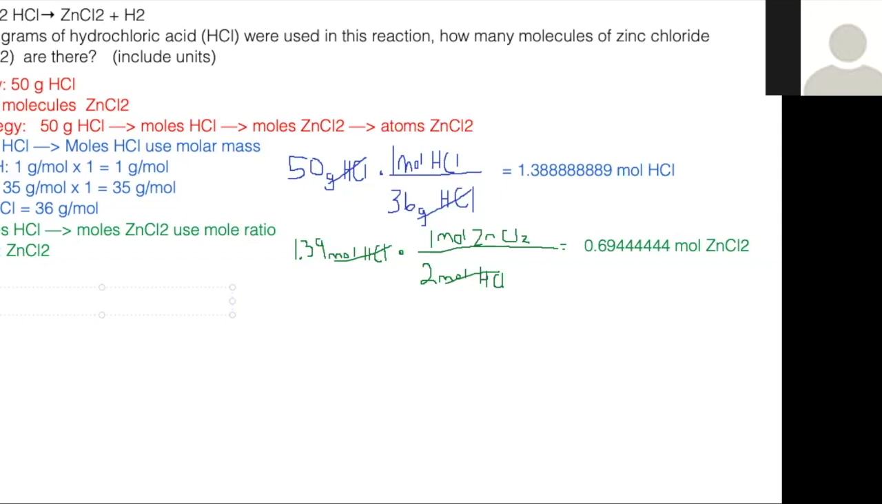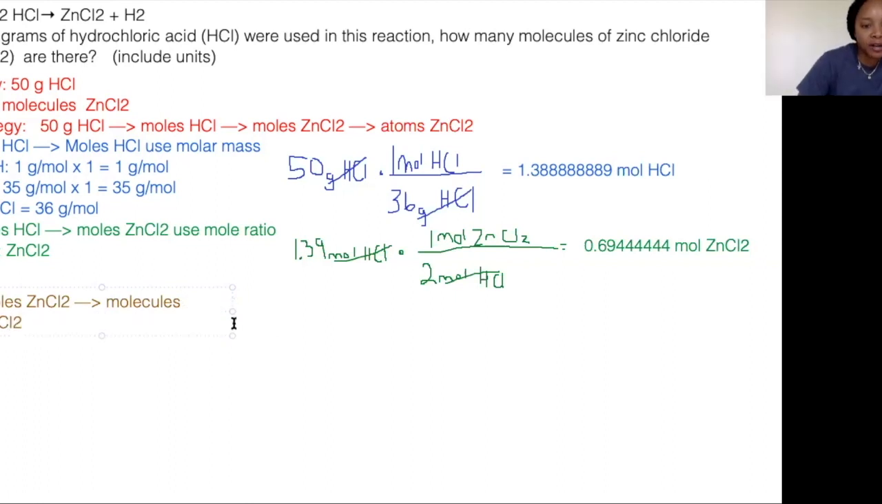That's it, right? Oh, no, the question asked you to find the atoms. So now we're going from what? Once you go from moles, you gotta multiply by 6.02 times 10 to the 23. Do you remember what that number's called? No. Avogadro's number, like avocado.